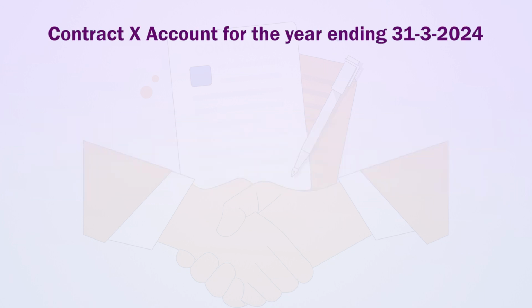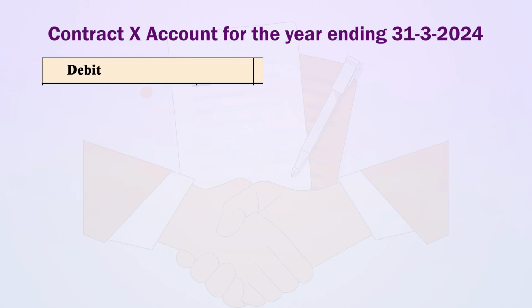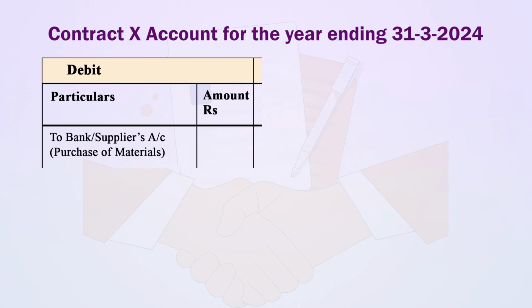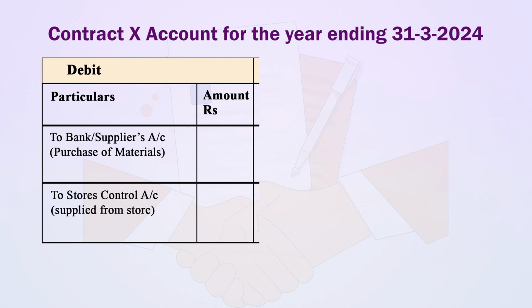Contract X account for the year ending 31st March 2024. First we will see the entries on the debit side. On the debit side, the first entry is to bank or suppliers account, it is for purchase of material. Second entry is to stores control account, it is for stores supplied.